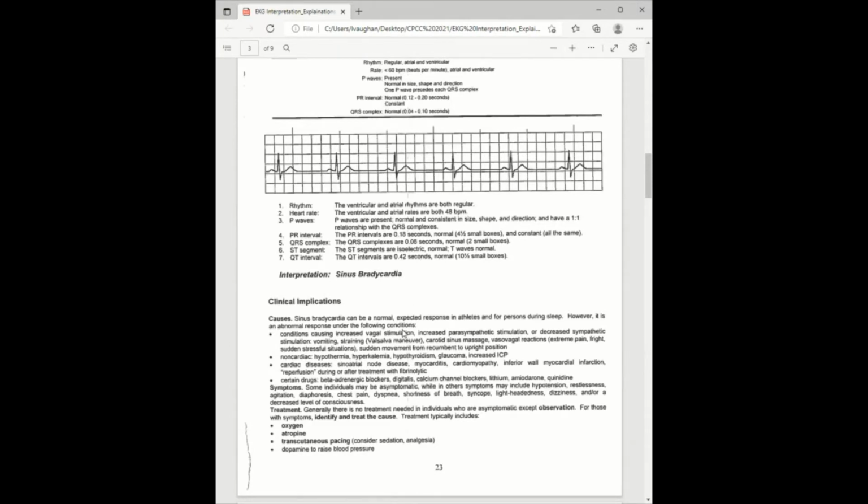With any type of dysrhythmia, the nurse should monitor serum electrolyte levels because electrolyte imbalances affect cardiac depolarization and repolarization. So again, with any type of dysrhythmia, the nurse wants to monitor electrolytes.